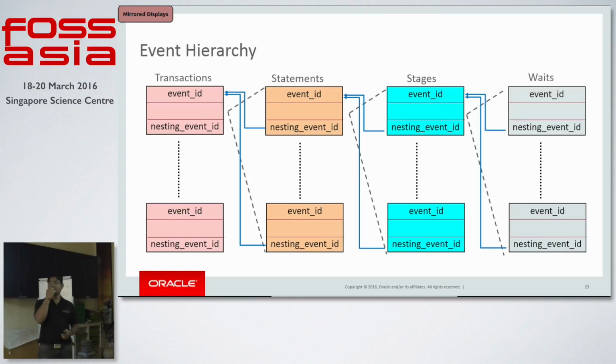So in performance schema, if I get a wait event, I can simply go and relate it to the transaction it is coming from. So I can see, okay, this particular wait is coming from which statement, or which transaction. That's the hierarchy we have maintained in performance schema.